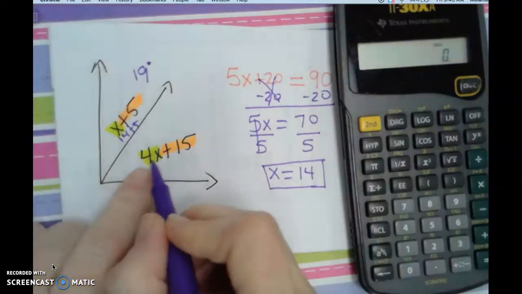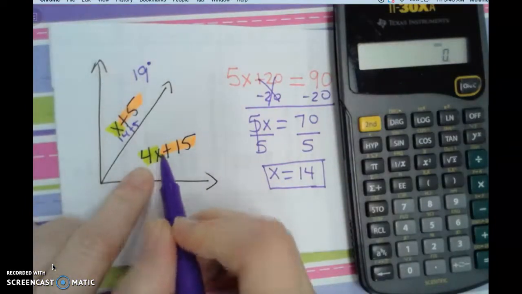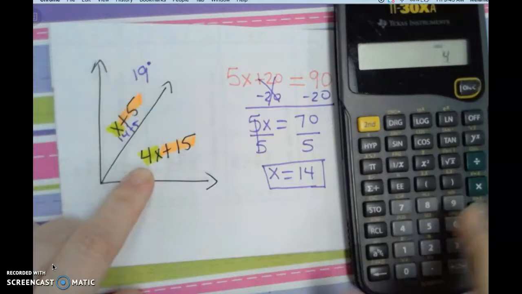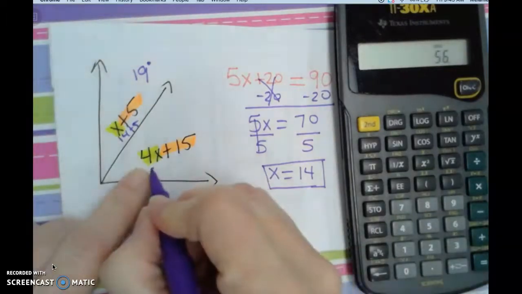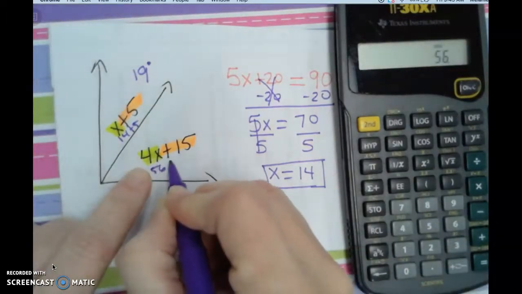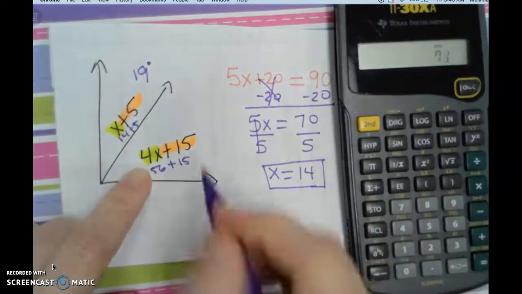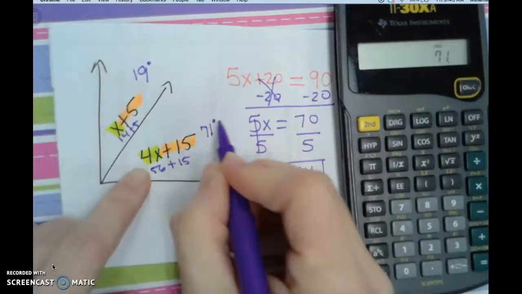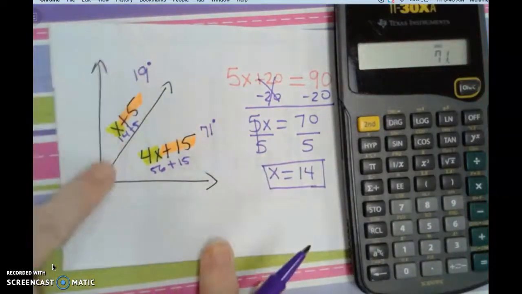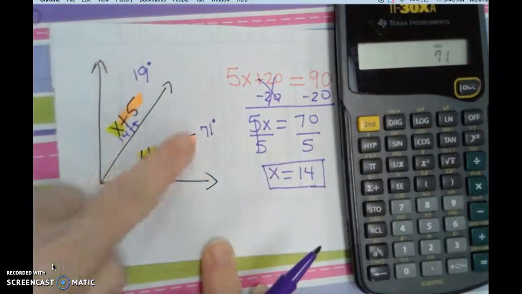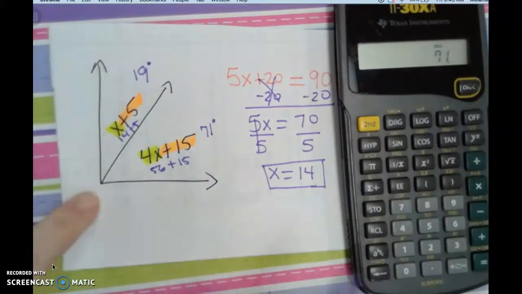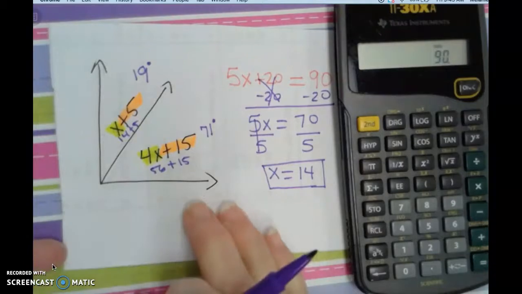So here this says 4x, so that means 4 times 14. So let's do that real quick. 4 times 14 is going to give us 56. So 56 plus 15 gives us 71. Now I hope when I put this angle and this angle, when I add them together, they should give me 90 degrees. So let's double check. 71 plus 19, and I get 90. So hopefully that means that I got it right. That's a pretty good indication that we're on the right track.